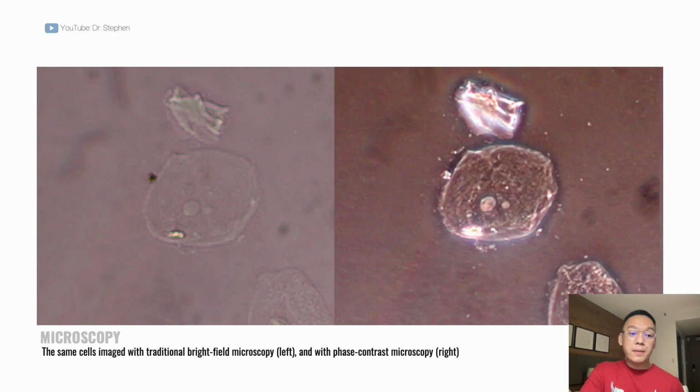Also, with the next image, these same cells are imaged on your left by traditional bright field microscopy, which is the typical one we use in the laboratory, and on your right by a phase contrast microscope. See the difference.